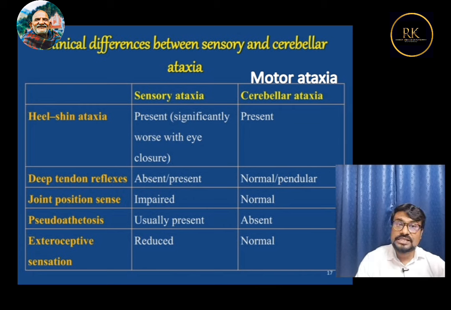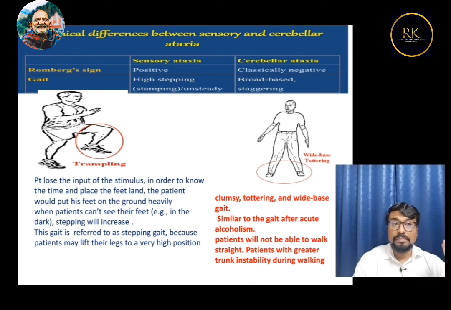Apart from it, heel-shin ataxia is present and worsens with eye closure in sensory ataxia. DTR is absent and may be present, joint position is impaired, pseudoathetosis is present, and exteroceptive sensations are reduced. These include joint position, vibration, proprioception. Whereas in cerebellar ataxia, heel-shin ataxia is present, deep tendon reflex, pendular jerk is seen. Pseudoathetosis is not seen, joint position is normal, and exteroceptive sensations are normal in cerebellar ataxia, which is also called motor ataxia.